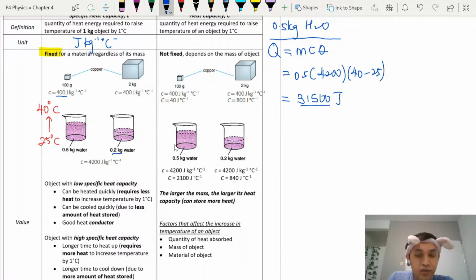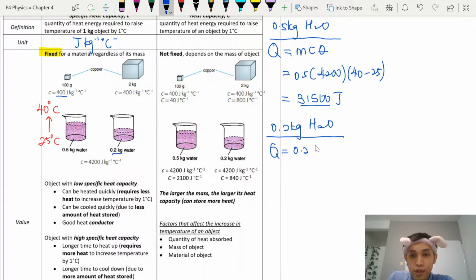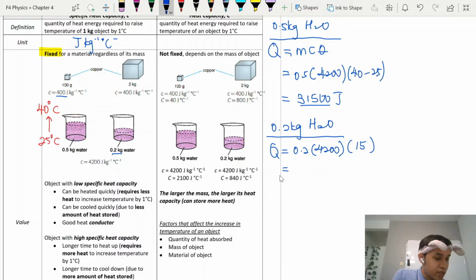Now, let us try for 0.2 kg of water. Again, we are going to use the same formula, mcθ. So 0.2 multiplied by the specific heat capacity of water, which is a constant value, and the same temperature change. 40 minus 25 is 15. So this is the amount of heat energy I need to supply for 0.2 kg of water in order for it to increase by 15 degrees Celsius.